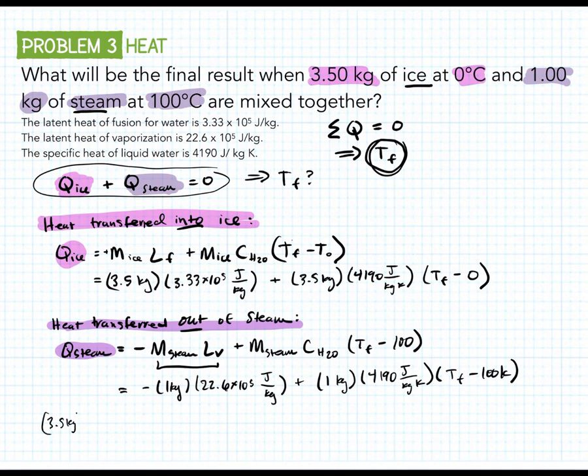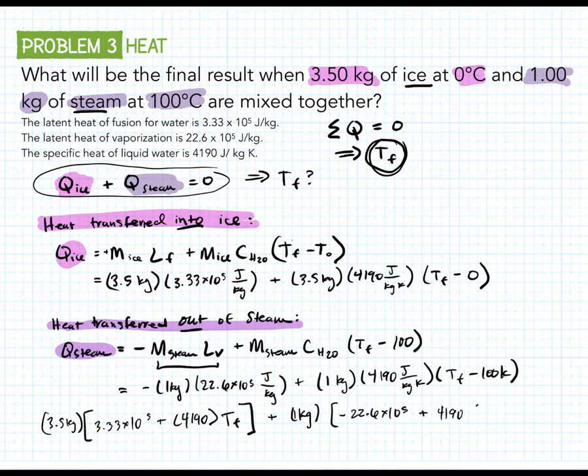Okay, so 3.5 kilograms times 3.33 times 10 to the fifth plus 4190 T final plus -1 kilogram times negative 22.6 times 10 to the fifth plus 4190 times T final minus 100 equals 0. Algebra happens.